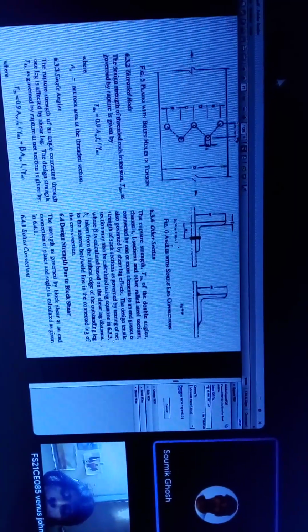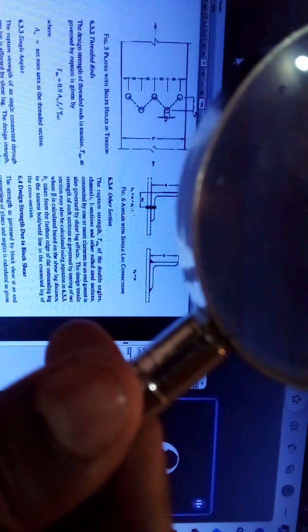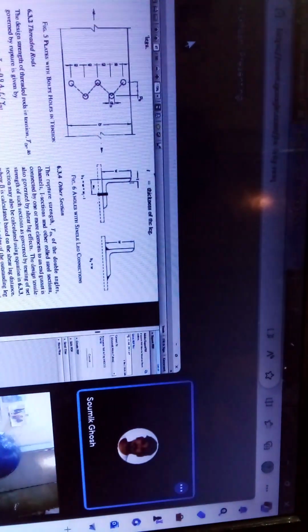So here, this is your W value. That is your outstanding leg. Clear, na? This is your outstanding leg, and this is W. And your T is the thickness of the angle section. W is the width of the outstanding leg, and T is the thickness of your angle section.